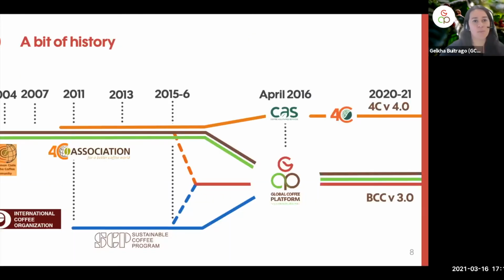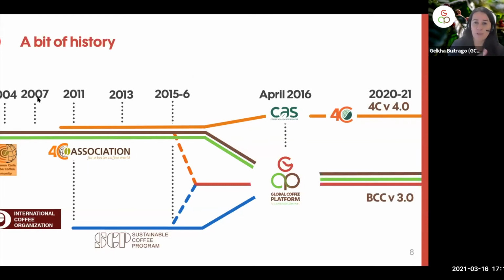So a bit of history before we move forward on how the Baseline Coffee Code is positioned in the organization. We get a lot of questions about what the difference is between the 4C code and the Baseline Coffee Code. So they both have the same origins, so they share a heritage. For those of you who have been in the coffee sector for a while, you may recall the launch of the Common Code for the Coffee Community. This was done in 2004, and it followed quite a broad and participatory approach.